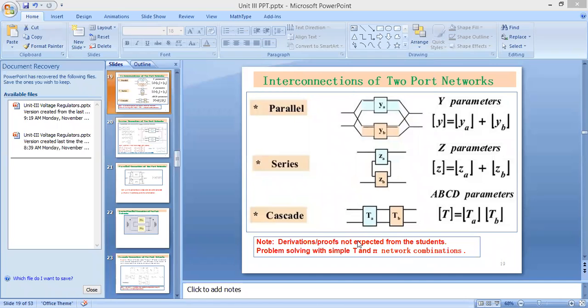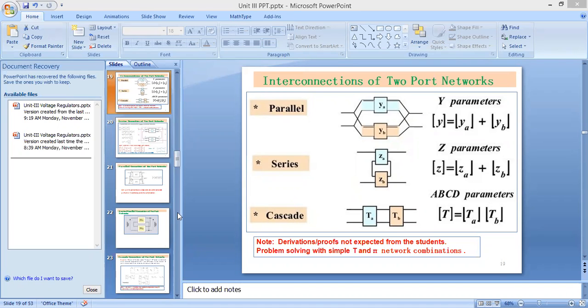Okay, so here we can see Y parameters are compatible for parallel combinations, meaning parallel interconnections. If we are supposed to make a series interconnection, at that time we can use Z parameters. And if we are supposed to use the cascade interconnection of two-port networks, at that time we can use the transmission or ABCD parameters because these are compatible for the cascade.